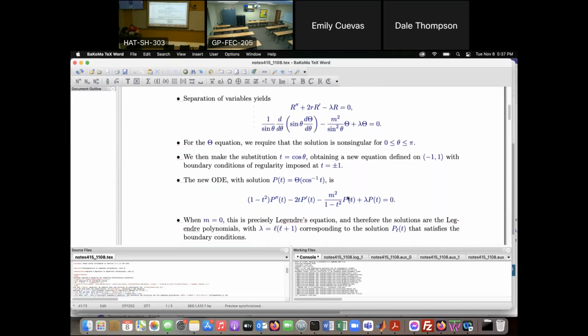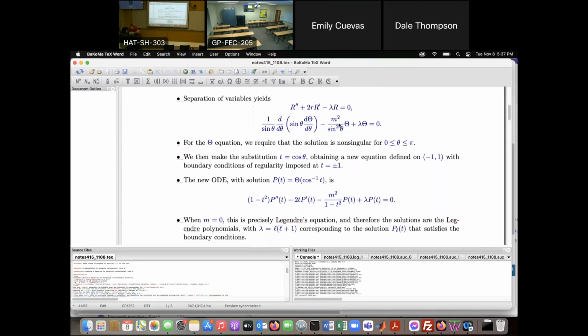Now, we're going to focus on the case where m is equal to 0. So this term is gone. And we have the coefficients 1 minus t squared here, and minus 2t here. With m equals 0, this is Legendre's equation. So in that case, we know what the solutions are: p of t, the solution in t, must be a Legendre polynomial.